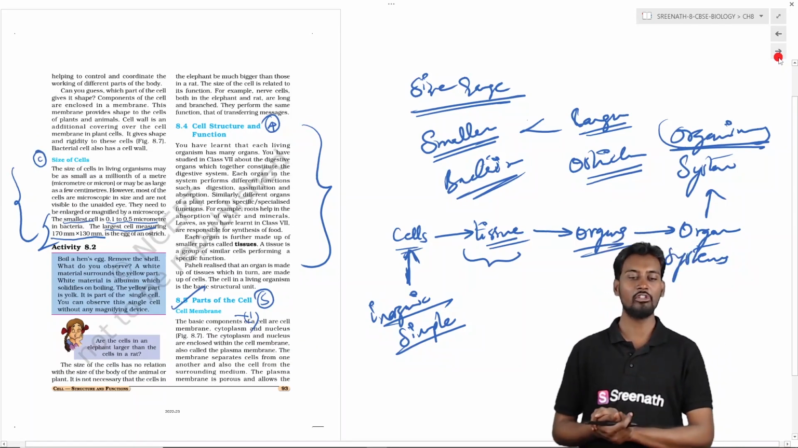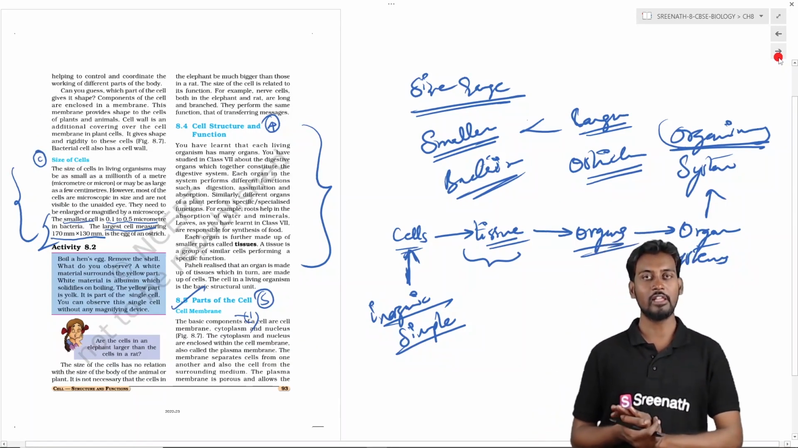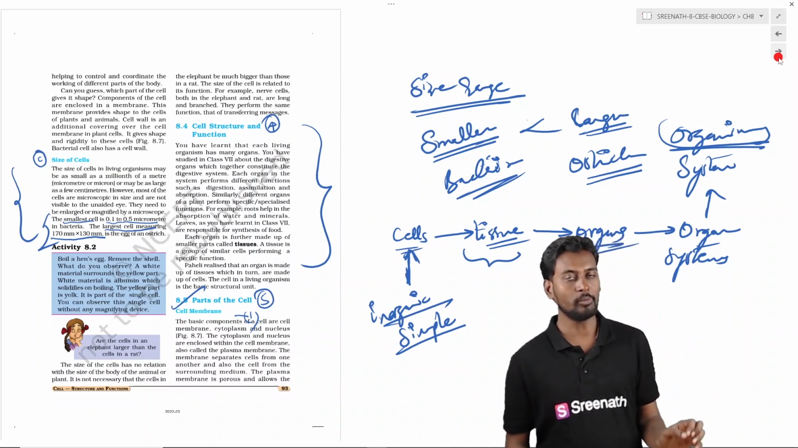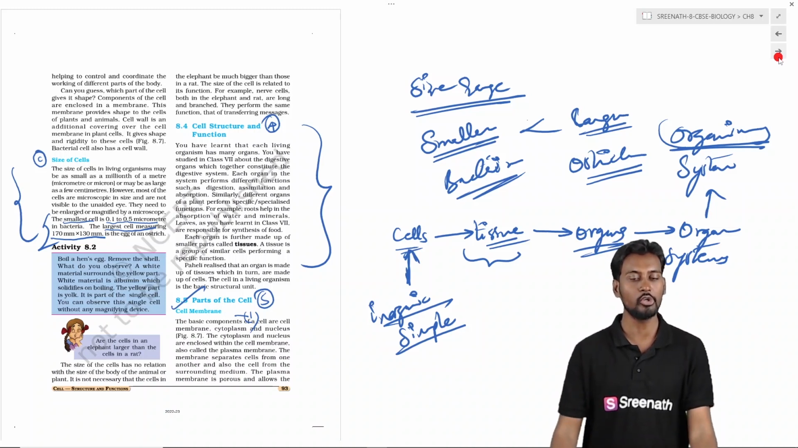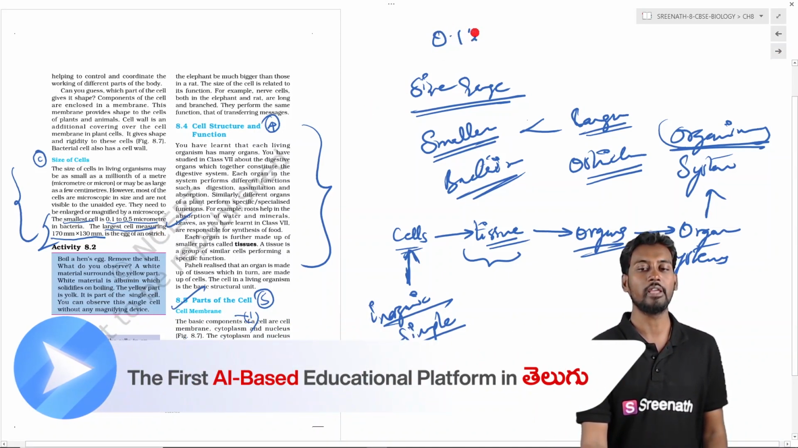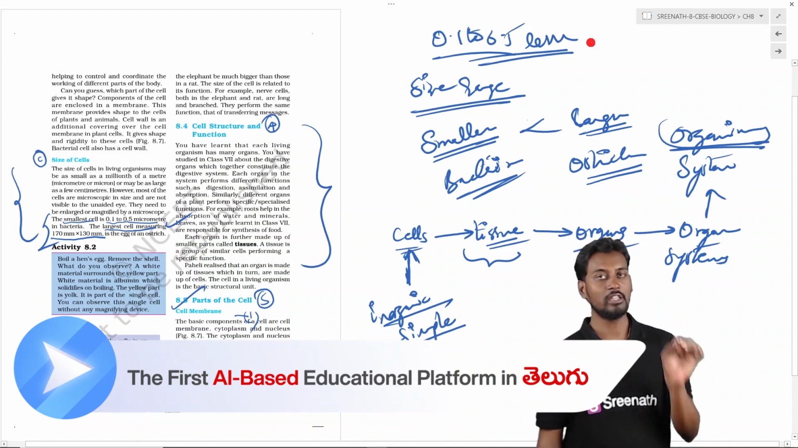Coming to the size of the cell, the sizes range from the smallest cell, which is very small, of 0.1 to 0.5 micrometer. So 0.1 to 0.5 micrometer is about the size of the cell. This size of the cell is comparable with the bacterial cell.